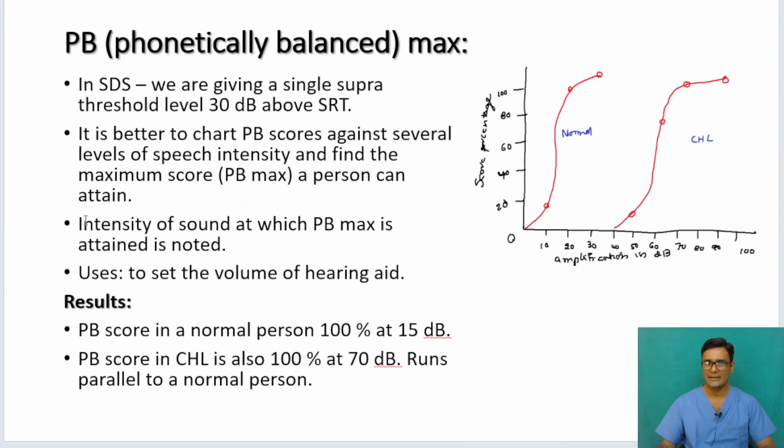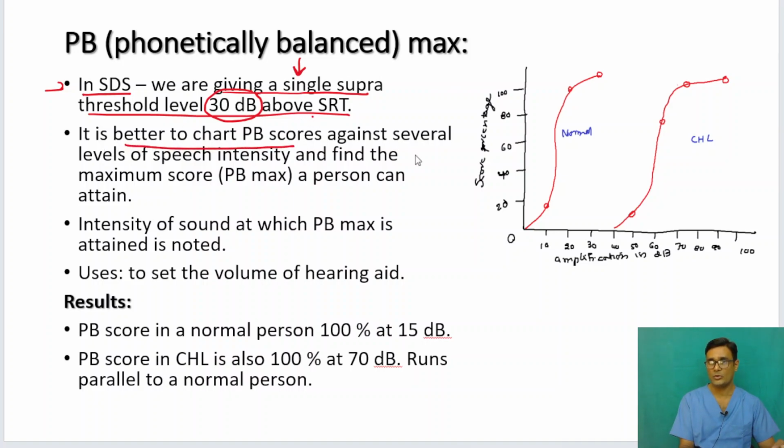Now coming to PB max. So what is PB max? Let me just go through this. In the speech discrimination score, what did we do? We gave a single supra-threshold level of 30 decibels above SRT. So we are testing at only one single intensity, which is 30 decibels above SRT. Instead of that, it is better to chart PB scores against several levels of speech intensity.